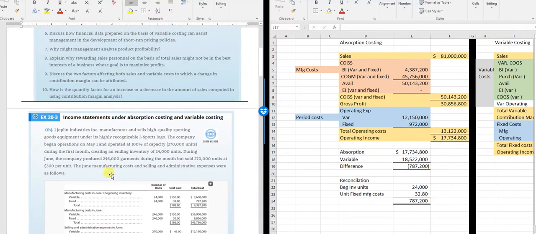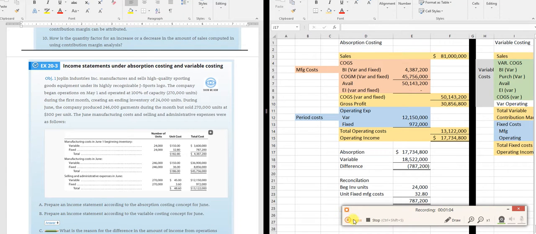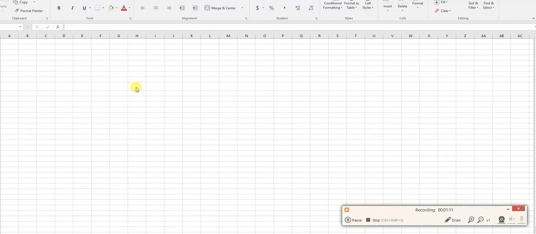Okay, so first of all, let's talk about why we have absorption and variable costing. I lost my video. Pause this video a second and set something up. Okay, so it looks like a blank screen, doesn't it?